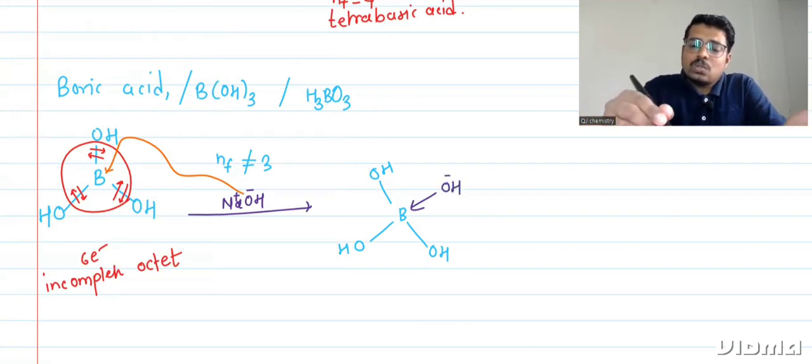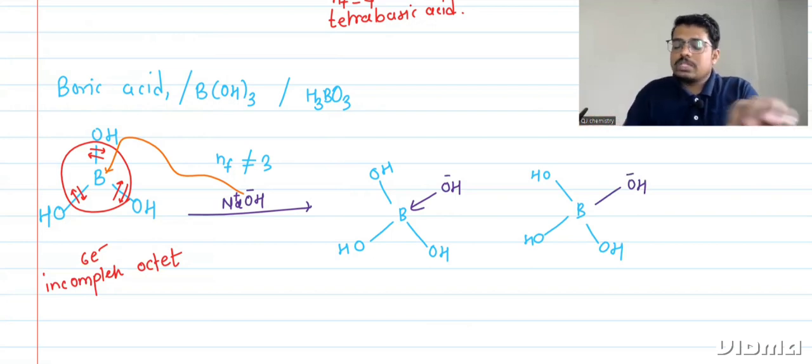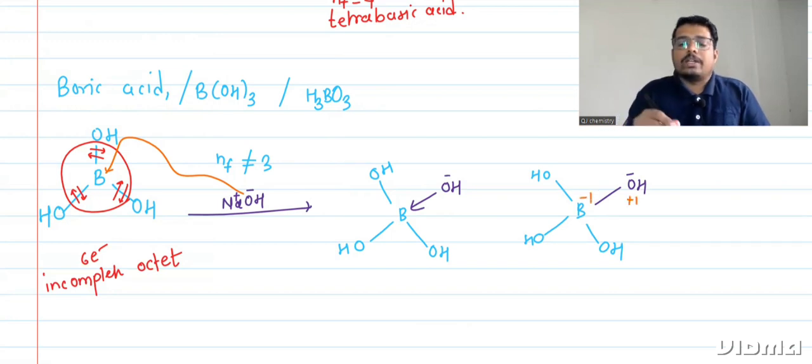Now let us replace this coordinate bond with a covalent bond. So the structure becomes OH, boron, OH. Here OH minus is the donor atom, so assign charges to the donor atom. The negative charge is already there. Which one is the donor atom here? OH. So assign a positive charge to the donor and a negative charge to the acceptor atom.